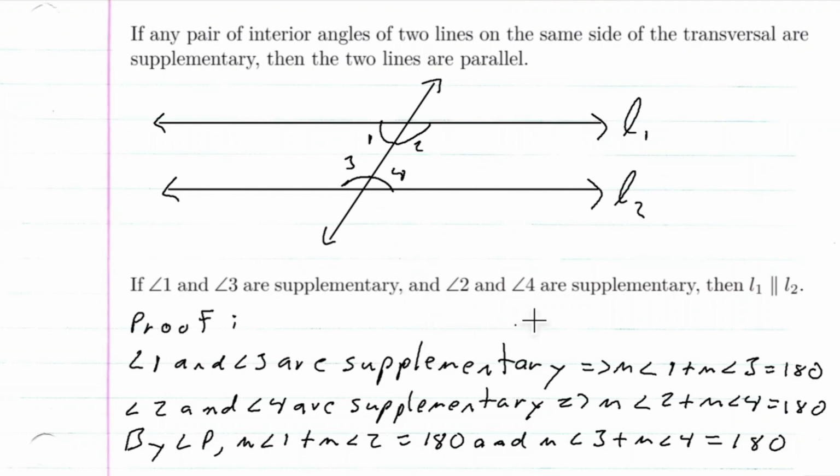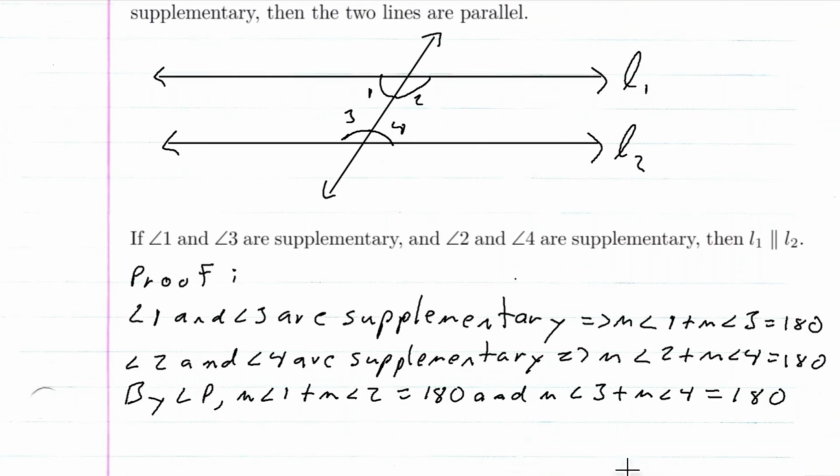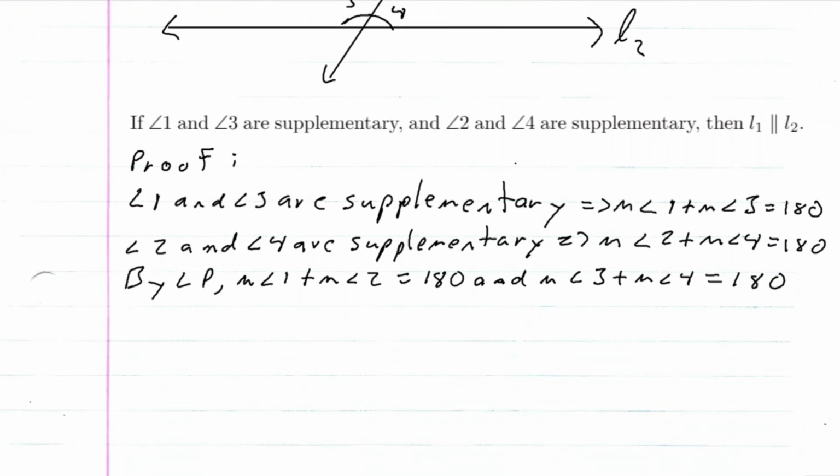Now, what we want is to use the alternate interior angle theorem. So if we can show that angle 1 is congruent to angle 4 and angle 2 is congruent to angle 3, then we can show by the alternate interior angle theorem that these two lines are parallel. So let's see what we can do.